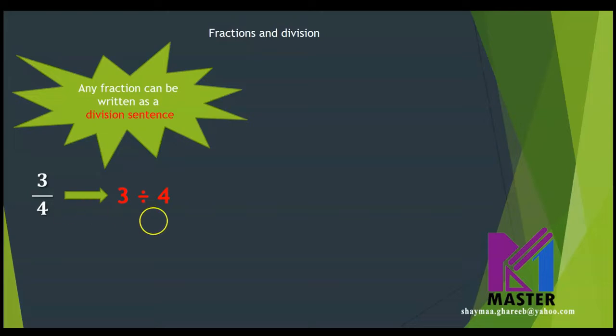Is this clear? Let's see one more example. 5/8 can be written as 5 divided by 8. The numerator divided by the denominator.